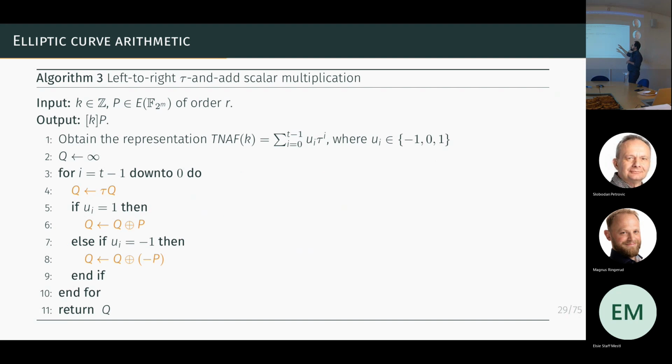It's the same thing. We pick some scalar and we convert it to some representation where this becomes an element in a ring parameterized by tau. And now, instead of point doubling, we do applications of tau. And then this is a signed representation. So we either add or subtract points from the accumulator, but it computes the same thing.